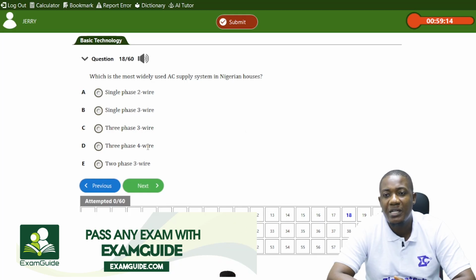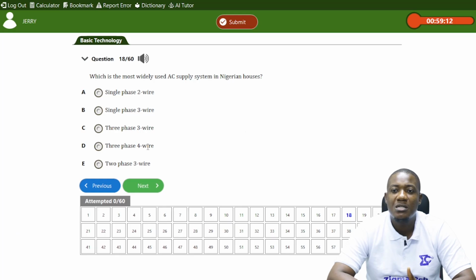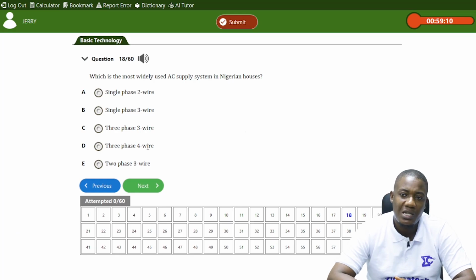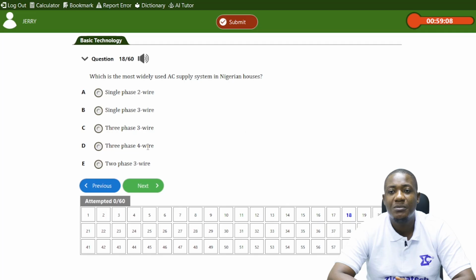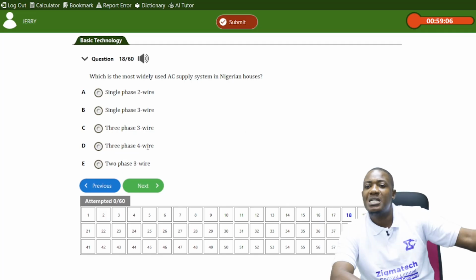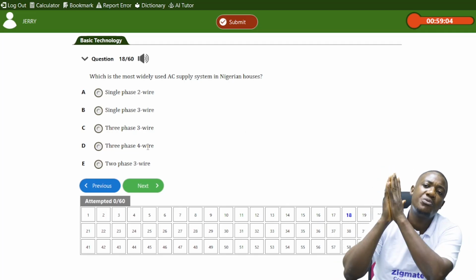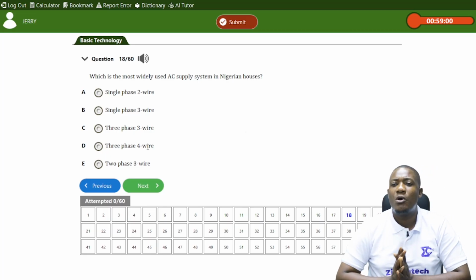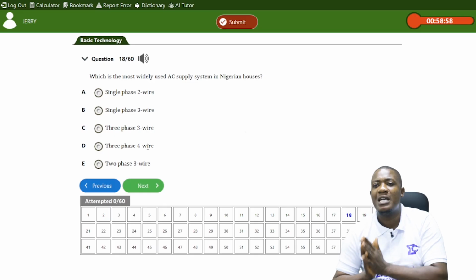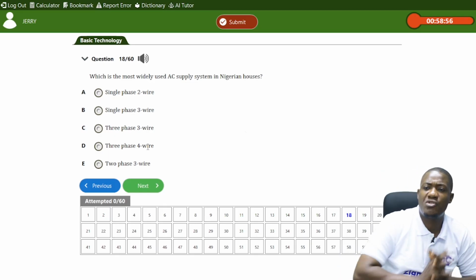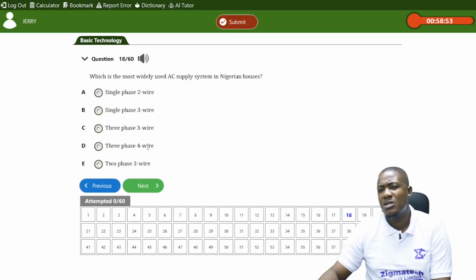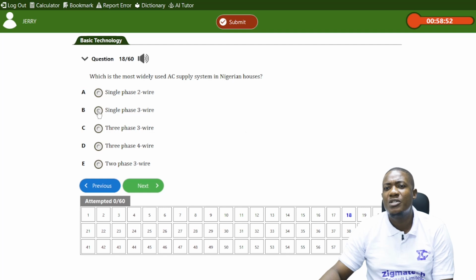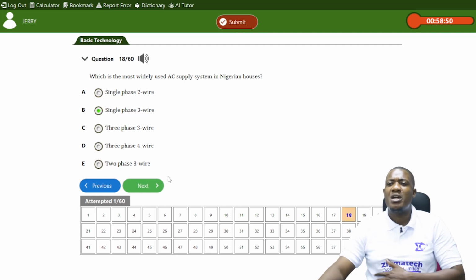Is it a single phase? Is it the 3 phase in Nigerian houses? Which one? So basically, single phases are for buildings, they are for individuals. But 3 phase 4 wires are for industries, they are for factories. So for Nigerian houses, this is the right option for that.